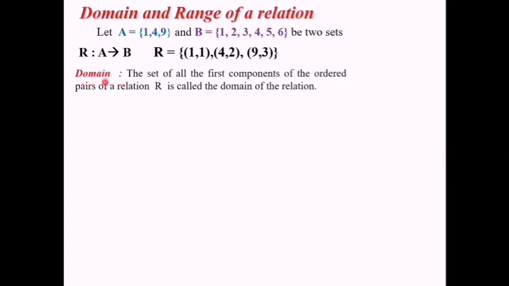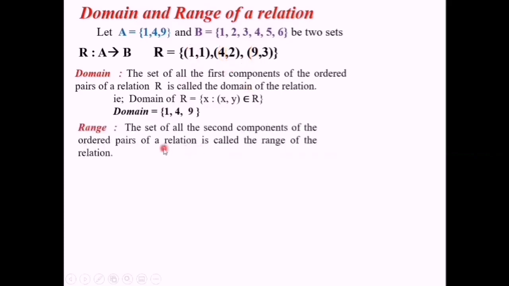Domain. Domain is defined here. The set of all the first components of the ordered pairs of relation R is called the domain of the relation. That is, the set of all the first components. Here in this relation R, the first components are 1, 4, 9. Domain of R is the set of first components, that is x of the ordered pair (x, y), the first component x from the relation R. And when we list it, we get the domain as 1, 4, and 9.